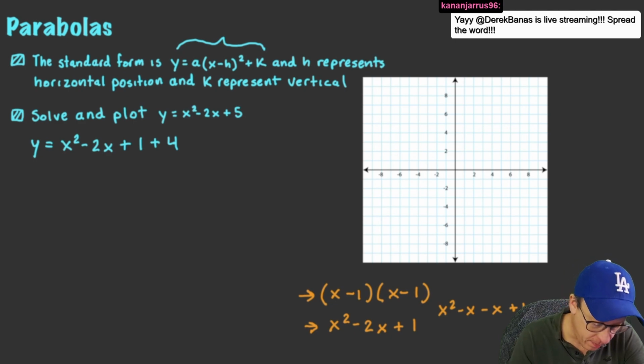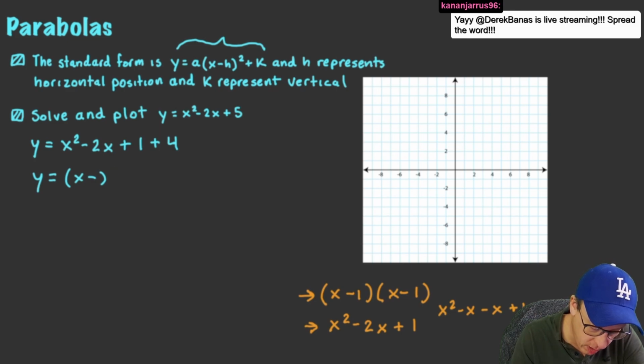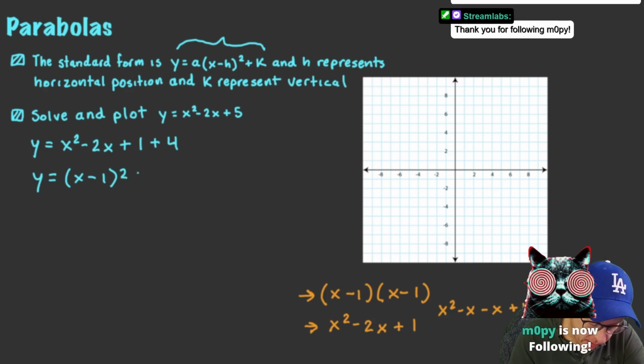All right, so what I can convert this into now is exactly the standard form. So I'm going to say (x minus 1) squared plus 4. And there we have it in our final form.